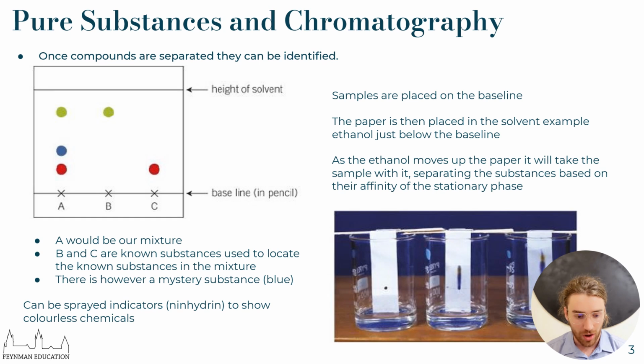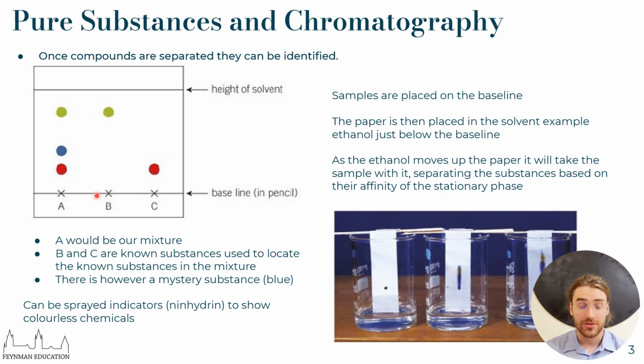So here's an example of chromatography. As you can see here, our stationary phase would be our chromatography paper. It would be set up in this way. Firstly, we have to draw a baseline. It's important that this baseline is drawn in pencil. A lot of tests will draw it in pen and then ask you what is wrong with this experiment. If it is done in pen, the pen is then going to contaminate our samples, as the pen will also rise up the stationary phase or the chromatography paper. So we have to do it in pencil.